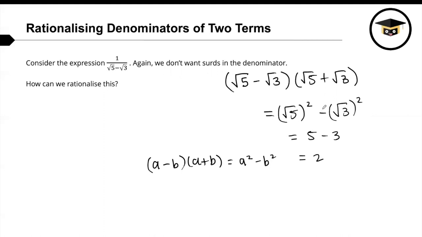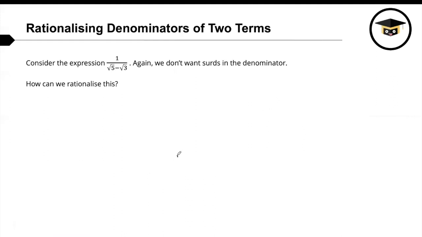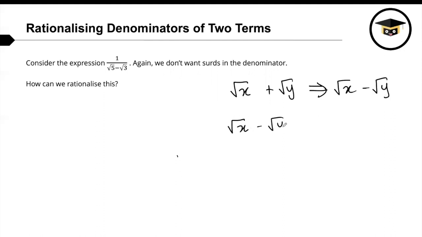Now, what did I have to do that, though? I had to multiply by root 5 plus root 3. And this is what we call the conjugate, okay? So just a quick bit of theory on the conjugate. If you have root x plus root y, then the conjugate of that would be root x minus root y. And if we had root x minus root y, then the conjugate of that would be root x plus root y. In fact, I might just write out what conjugate is spelled like.